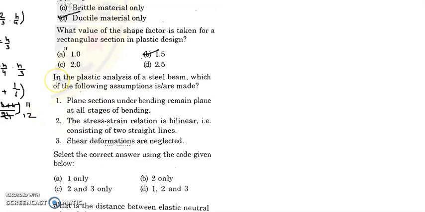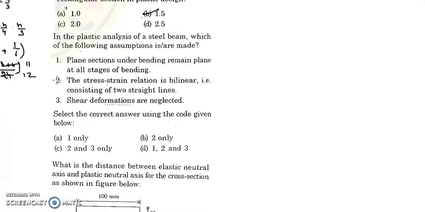In the plastic analysis of a steel beam, which of the following assumptions are made? Plane section under bending remains plane at all stages. This is absolutely true. We do it for all the bending cases. The stress strain relationship is bilinear, because that is true. We take a straight line and a straight line, bilinear, consisting of two straight lines. So that's correct. Shear deformations are neglected. Of course, we neglect the shear deformations. So all the options are correct.